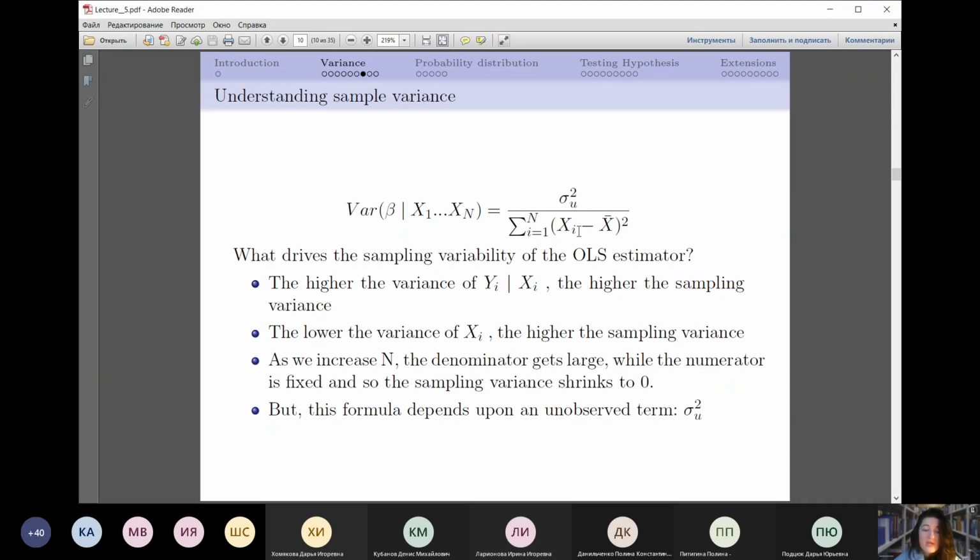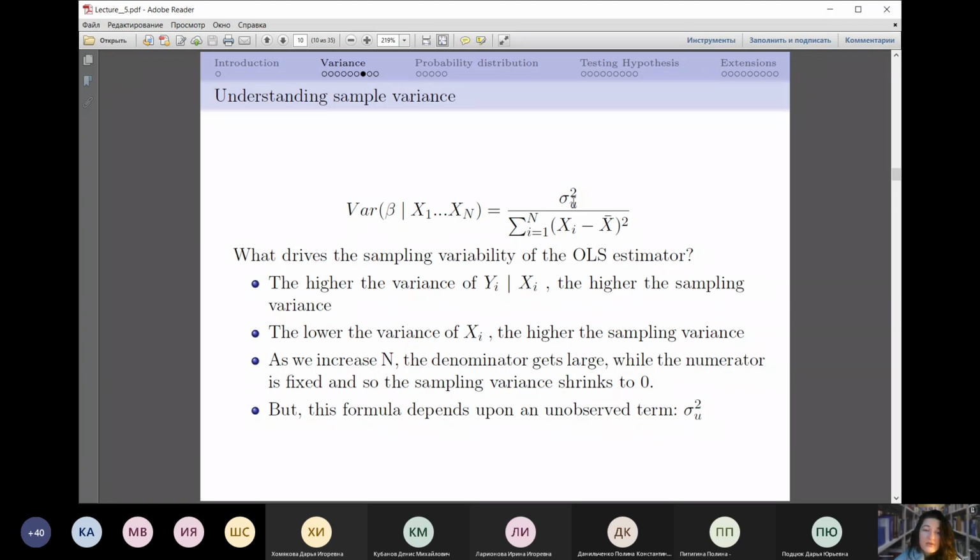And also, as we increase the number of observations, the denominator gets large, while the numerator is fixed, because it doesn't depend on the number of observations. So the sampling variance shrinks to 0. And after this, we can calculate the variance of our beta. But we have one question.